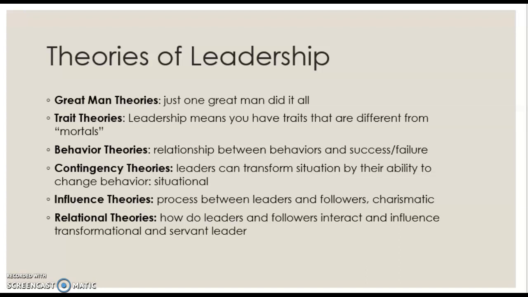Contingency theories. Leaders transform by changing behavior, either changing their behavior. Remember that a leader's style isn't going to work for everyone. Contingency really is situational. It's all about doing what's right for a situation, right for a group of people, right for a particular project.